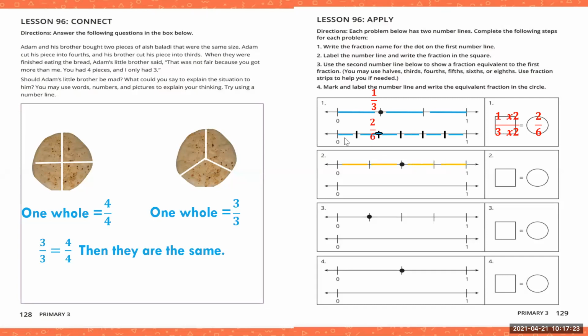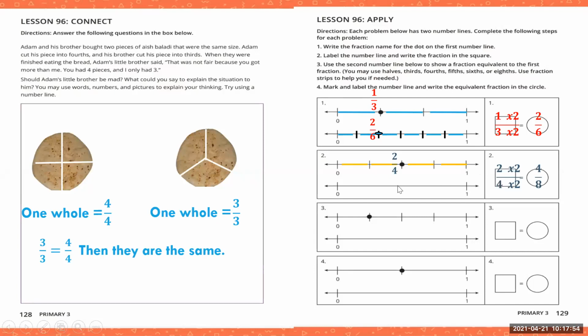Okay? Here, we have this number line divided into 4 equal pieces. And this dot is on which fraction? 4 equal pieces means 0 over 4, 1 over 4, 2 over 4. Yes. If I wanted to find the equivalent fraction, I will multiply by 2. 2 times 2 equals 4. 4 times 2 equals 8.